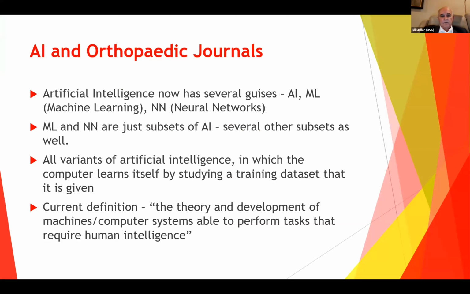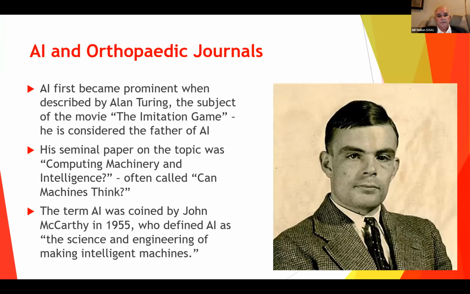And the computer basically learns by studying a training data set that it's given, and it's only as good as that training data set. However, again, Laurent mentioned the data set that they're using right now is huge. It's up to 2021. And the current definition of AI is a theory and development of machines and computer systems to perform tasks that either require or mimic human intelligence.